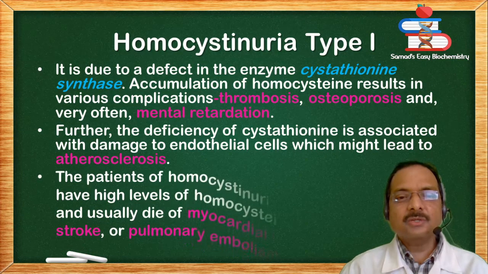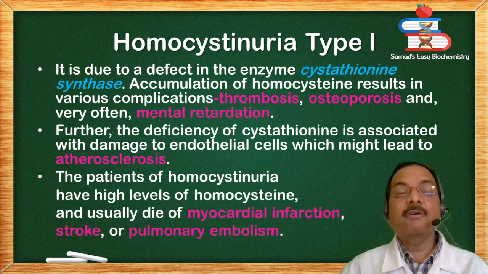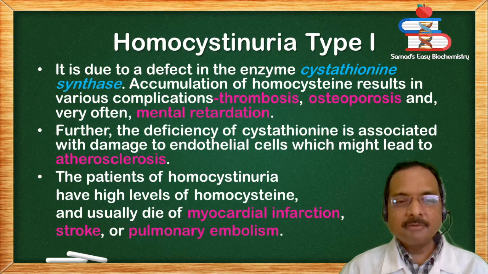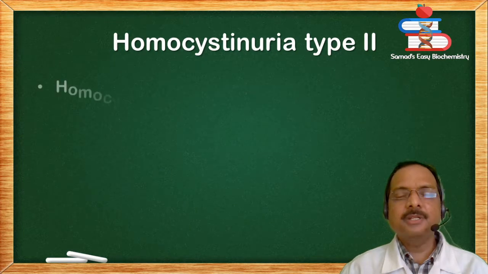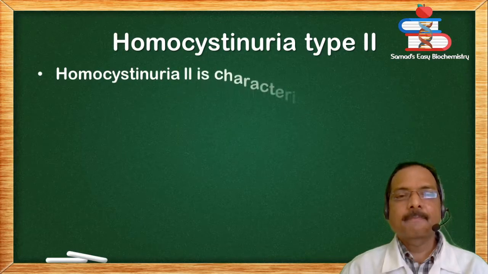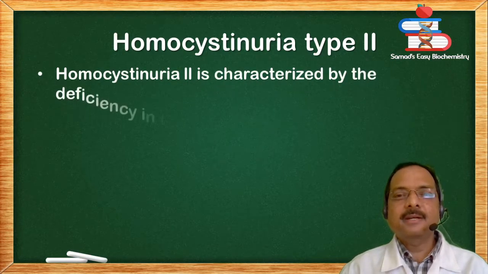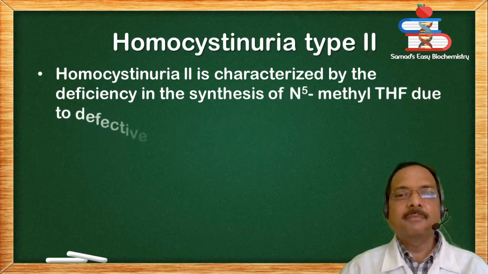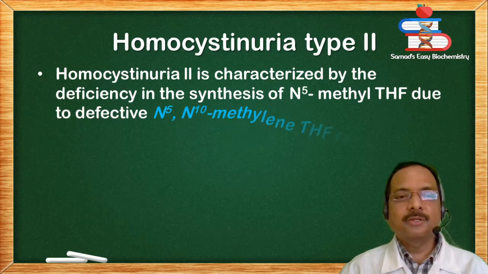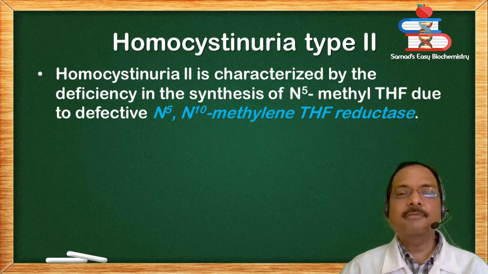The patients of the homocystinuria have high levels of homocysteine and usually die of myocardial infarction, stroke, or pulmonary embolism. Homocystinuria Type 2. Homocystinuria Type 2 is characterized by the deficiency in the synthesis of N5-methyl tetrahydrofolate due to defective N5-N10-methylene tetrahydrofolate reductase enzyme.